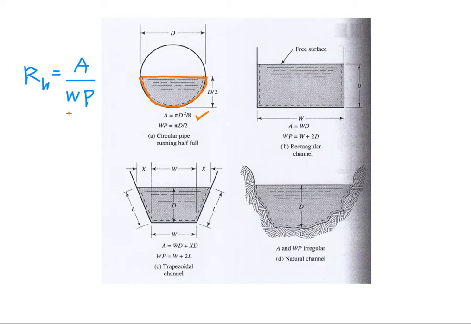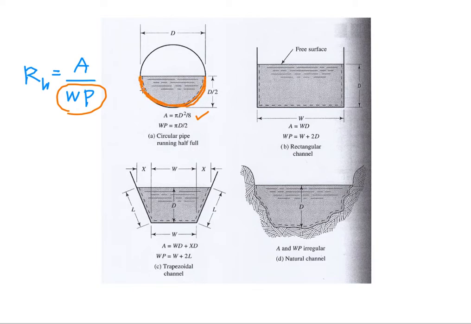And then WP here means the wetted parameter. The wetted parameter means the parameter wetted by the fluid. So in this case, the wetted parameter is actually the area where the water sticks to or touches the structure.